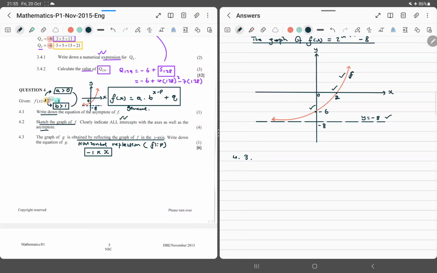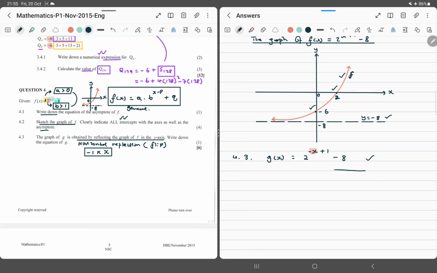So this means that g of x is going to be equal to 2 to the exponent minus x plus 1, minus 8. Can you see, we just simply multiply the x by the negative. Be careful not to multiply that entire exponent, only the x values. Okay, so that's easy, 1 mark.